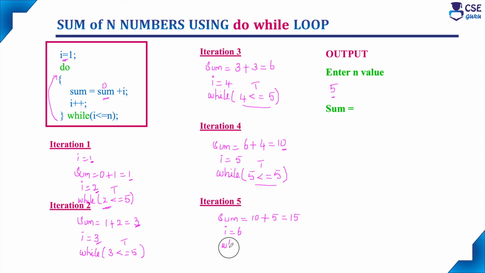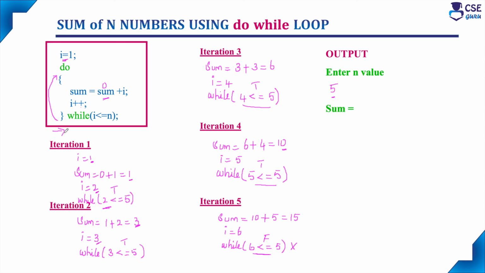Next, check the condition: 6 less than or equal to 5. The n value is 5 only. Condition fails. So now the loop will terminate. It will not allow the body of the loop to execute. The control will transfer to the next statement in the C code.